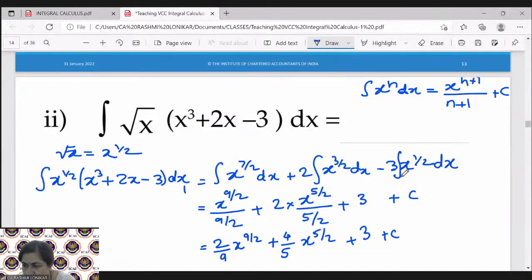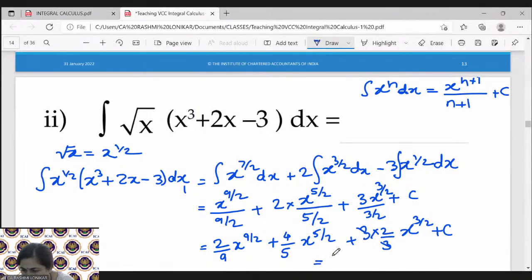Okay. Integral of x raised to half will be what? x raised to half plus 1. So this will be x raised to 3 by 2 upon 3 by 2. So I will have 3 into 2 by 3. The denominator will flip into x raised to 3 by 2 plus c. This 3 and this 3 will get cancelled. I will have 2 x raised to 3 by 2. So this will be the answer.